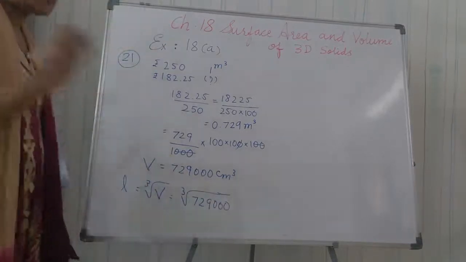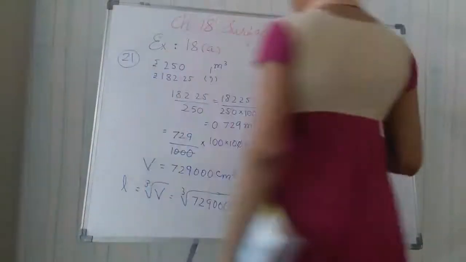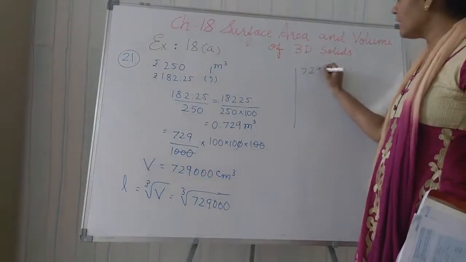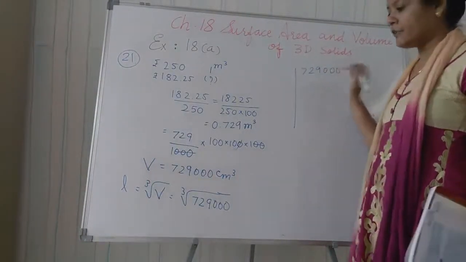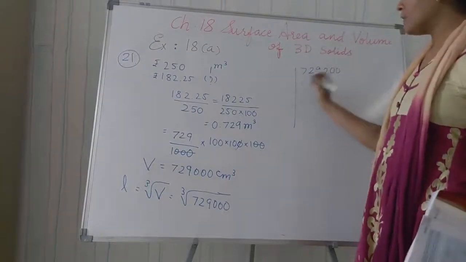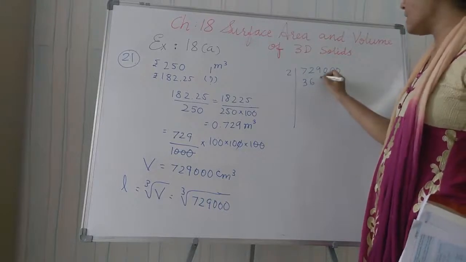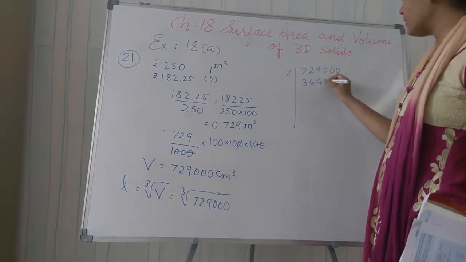Now it is written that you have to use the factor method to get the edge. For that, students, here 729000, we find the factors of it. So let us start with 2 first. So 3 2s are 6, 6 2s are 12, 4 2s are 8 and 5 2s are 10.